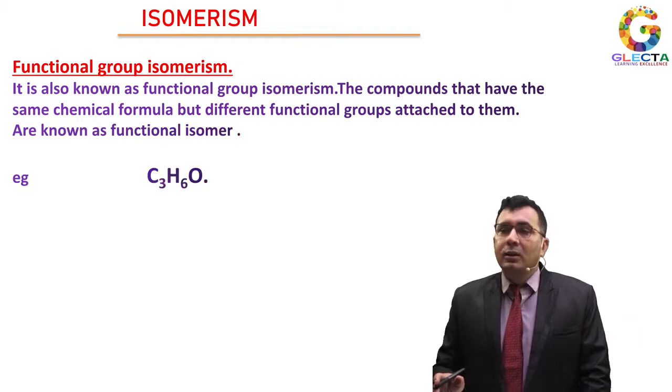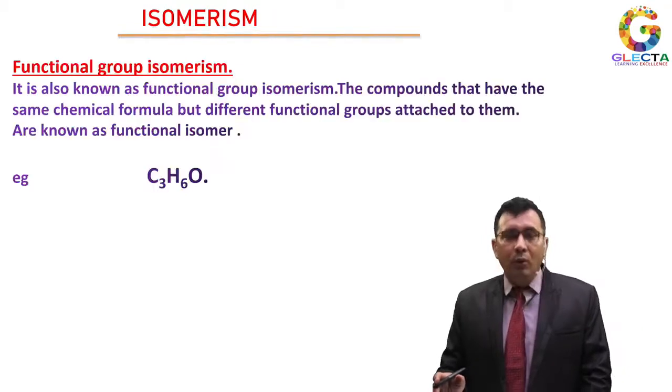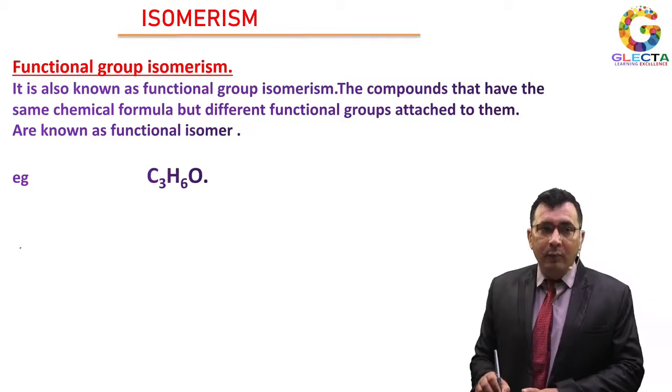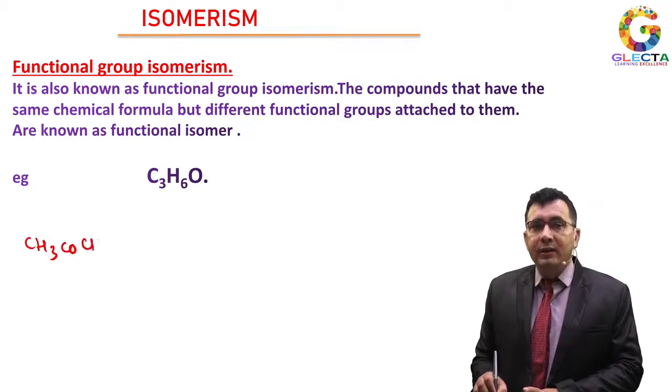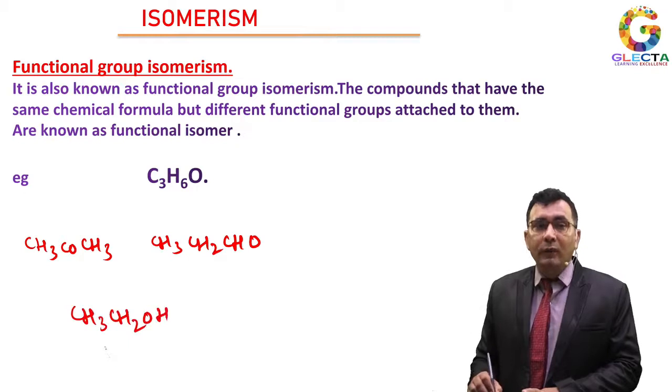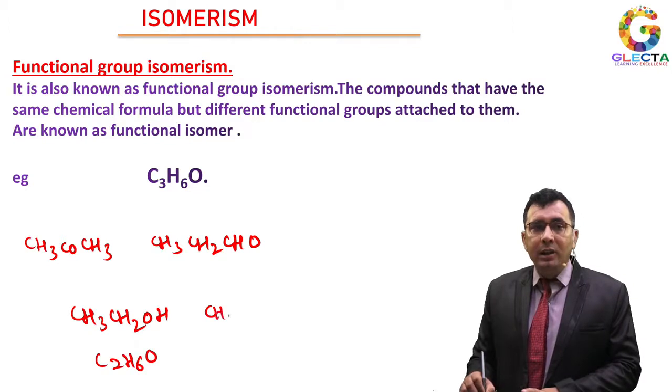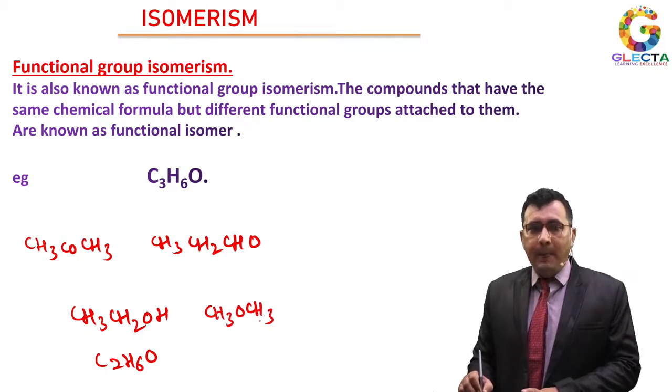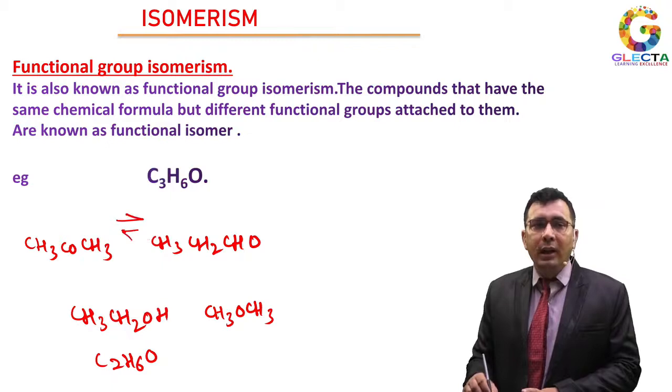For example, C3H6O. We can make C3H6O as acetone, where there will be a keto group, CH3COCH3, and another may be CH3CH2CHO. So there is an aldehyde group having the same formula. For example, we have CH3CH2OH. What is the molecular formula of this compound? That is C2H6O. One is ethyl alcohol, another may be CH3OCH3, an ether, methoxymethane. So alcohol is the functional isomer of ether, and ketone is the functional isomer of aldehyde.